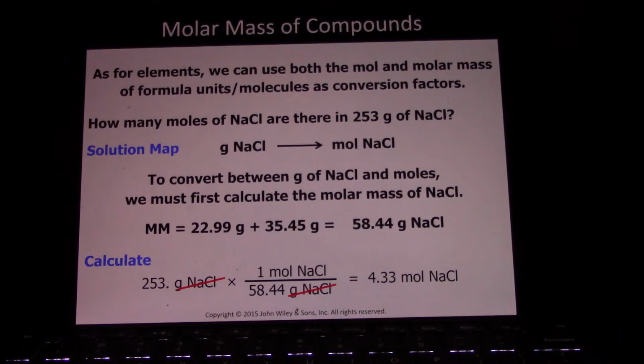So again, this is just like what we were doing before, except instead of just reading off the molar mass from the periodic table, we have to add up the atomic masses of the atoms in the molecule to find the molar mass of the molecule.